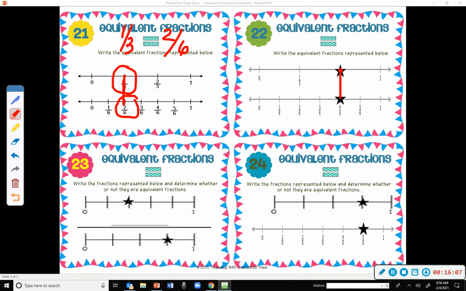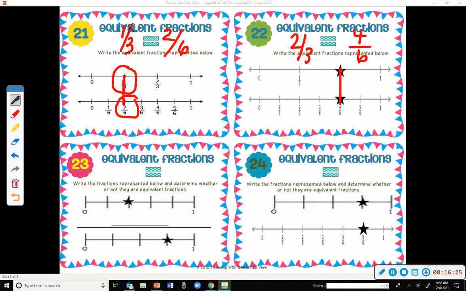Did they line up? Yes. So that tells me 2/3 equals 4/6. Now, let's go back to what I said earlier. How can I check and make sure?